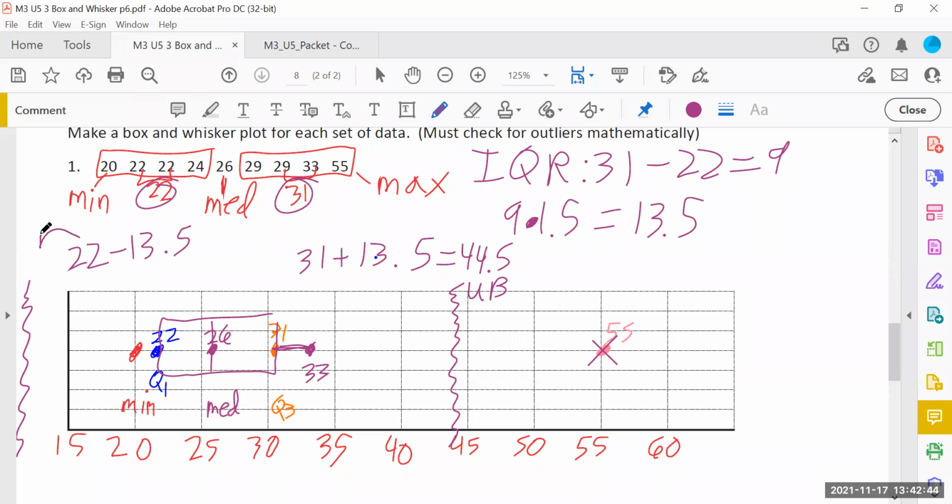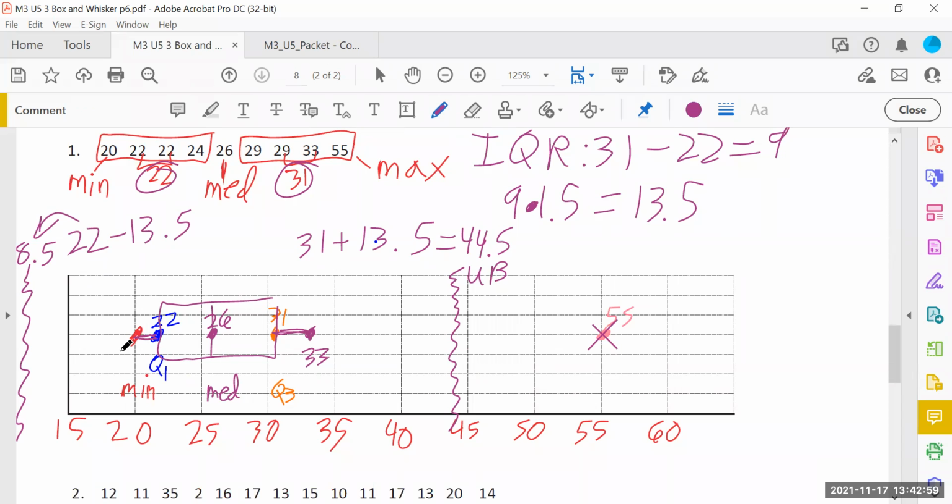So just to show it's right there, 8.5. I don't have any numbers outside of my lower boundary. So this one is still my whisker. How are we feeling about that?